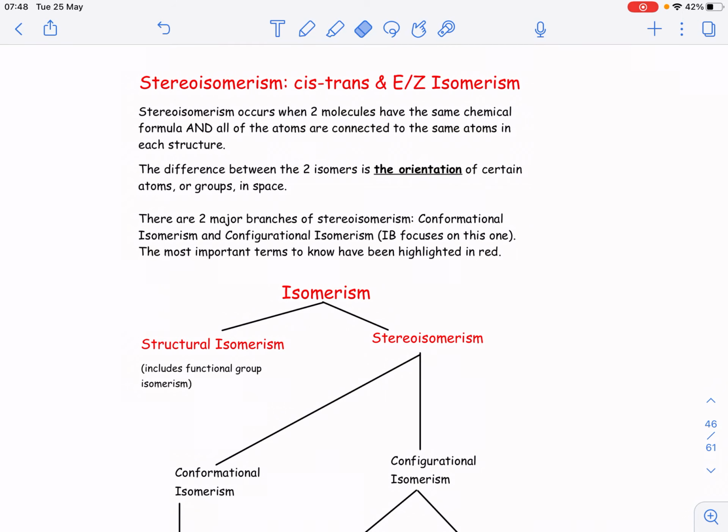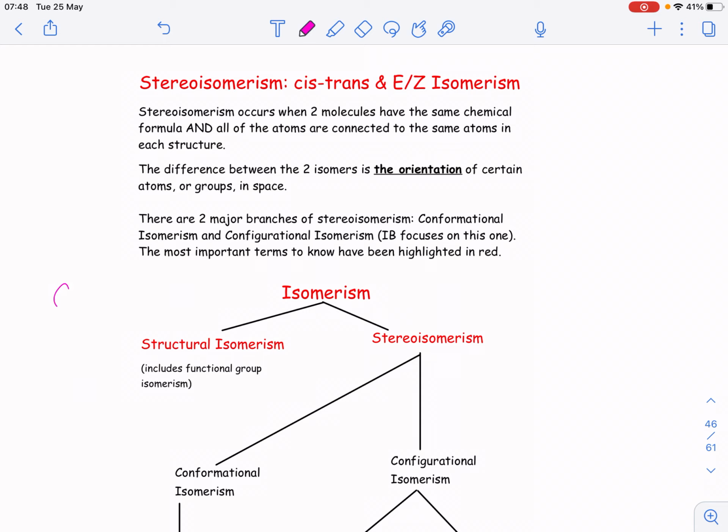Stereoisomerism, cis-trans, and EZ isomerism. So far we've talked about structural isomerism. This is like when we break up a carbon chain. Those are structural isomers of one another.